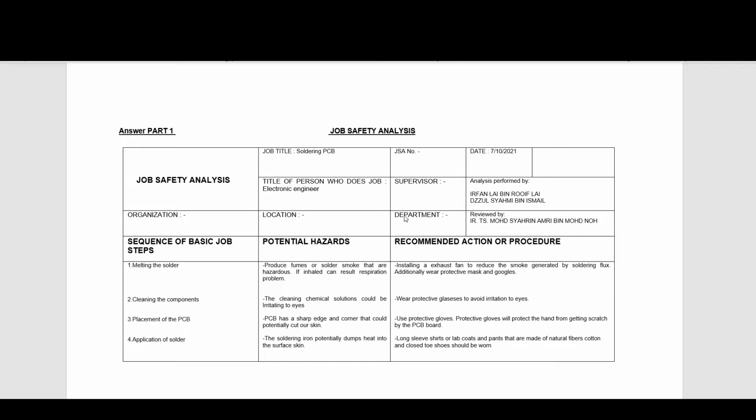The third one is the placement of the PCB. When we hold the PCB, we know every PCB has sharp edges that could cut our skin, so we wear gloves to avoid getting cut by the PCB edges. Lastly we have the application of solder. The soldering iron is hot and melting, so potentially it can drop heat onto our skin. We prevent that by wearing a long-sleeve shirt, lab coat, and long pants, and also shoes that fully cover our feet, so the solder will not drop heat onto our skin.